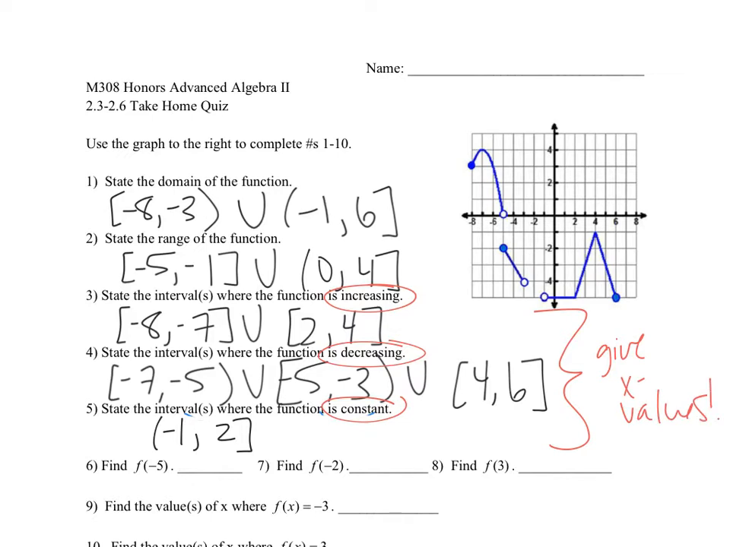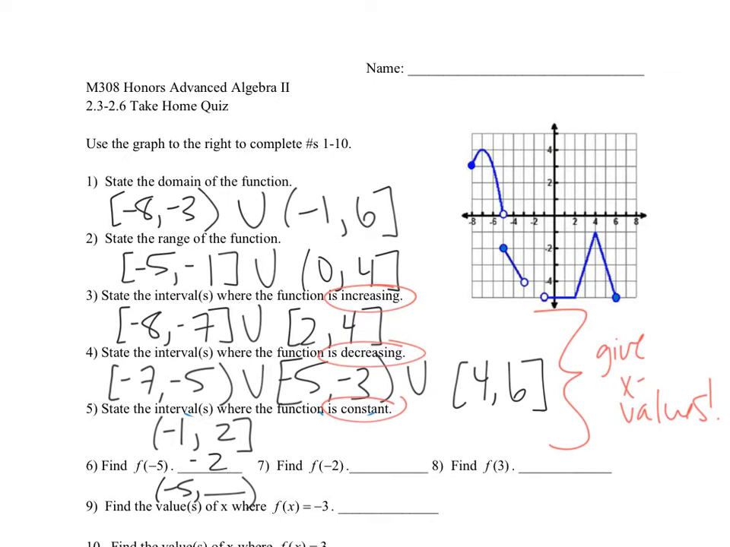Okay, it's a little bit confusing because you're kind of looking at the y values when you're deciding increasing or decreasing or constant, but you're giving me the x values where that happens. So now it says find f of -5. Remember, that means when x is -5, you're trying to tell me what the y value is. So I'm going to find on the graph when x equals -5. That's right here. The y value of 0 is an open circle, but the y value of -2 is a closed circle. So I'm using the -2.